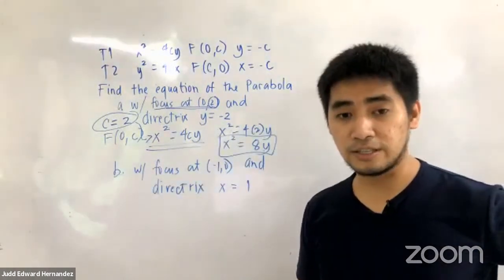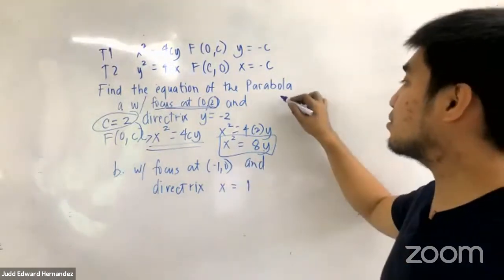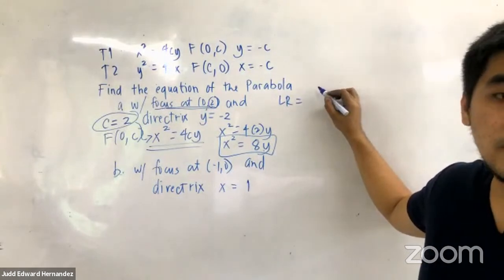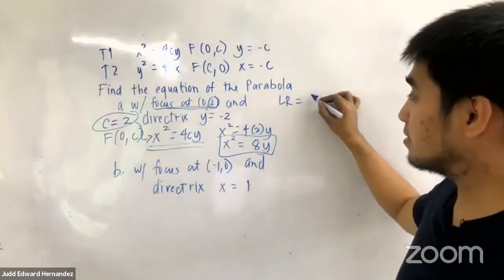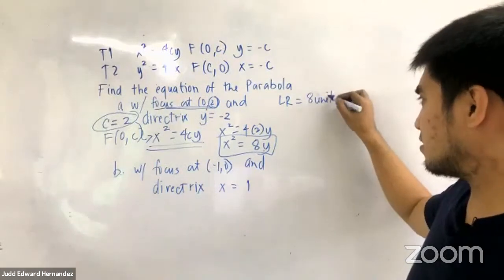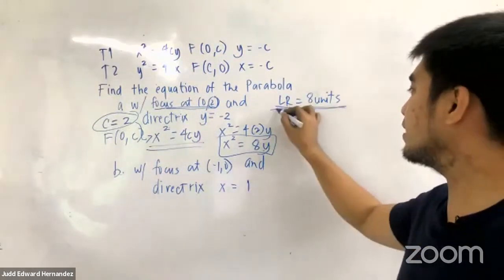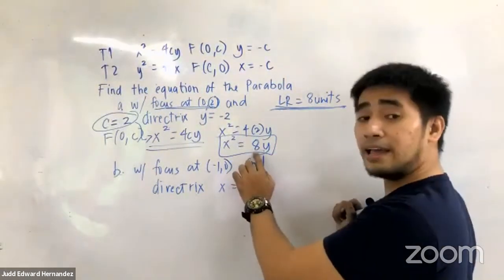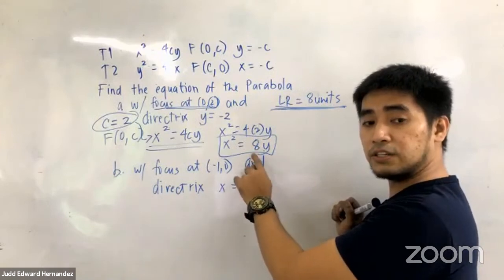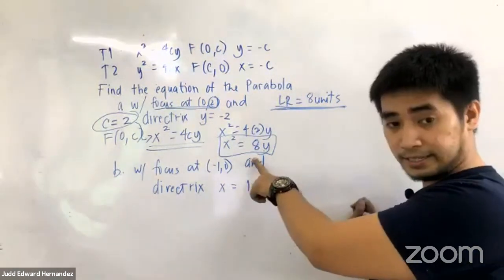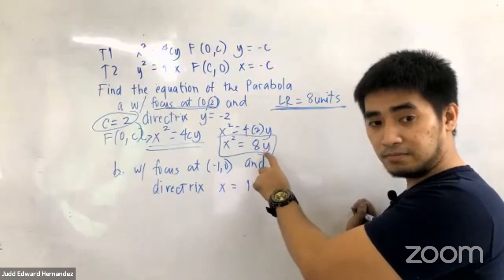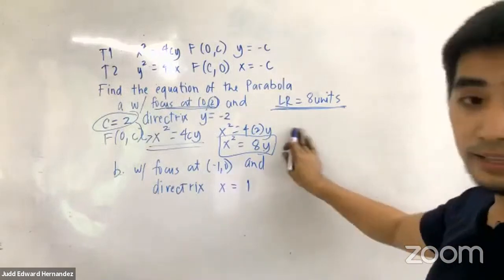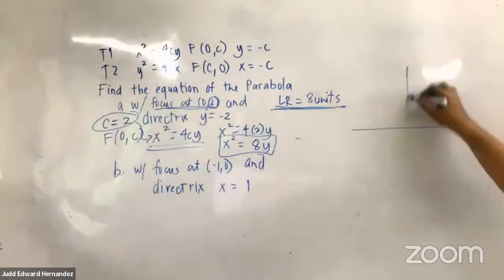Okay, another question. What is the length of the latus rectum? 8 units. Why are you still confused until now? This should be 8 units because it is the numerical coefficient of the right side, which is 8. Is that clear?